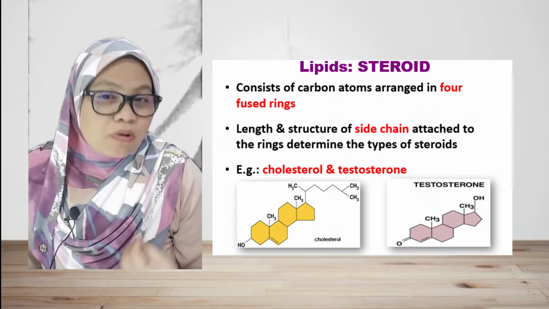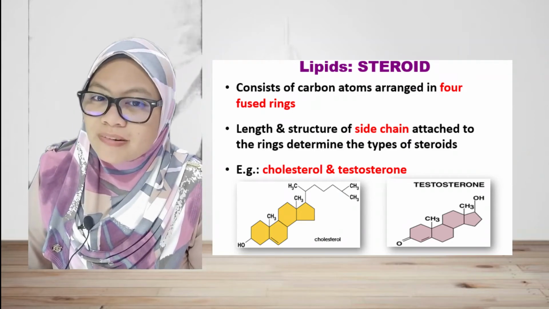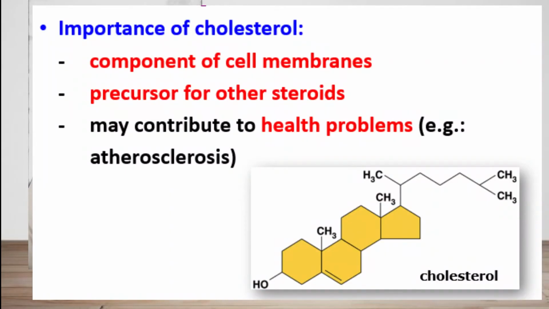The last type of lipid is steroid. Steroid is made up of 4 fused carbon rings, for example cholesterol and also testosterone. Cholesterol is very important in our cell membrane. Other than that, cholesterol is also a precursor for other steroids. Okay, and then regarding cholesterol, it also contributes to heart problems, for example atherosclerosis. Okay, that relates to heart problems.